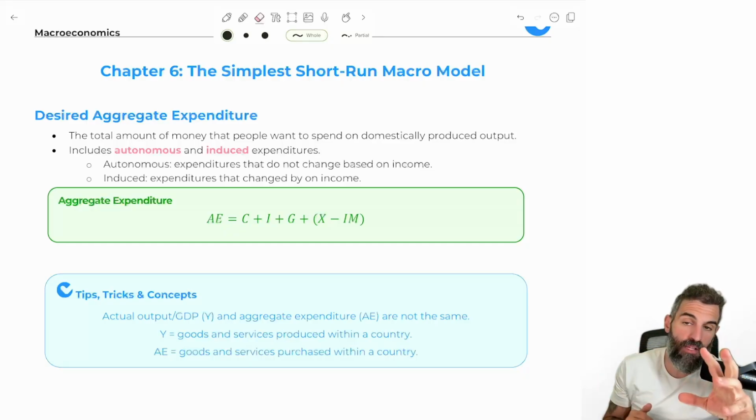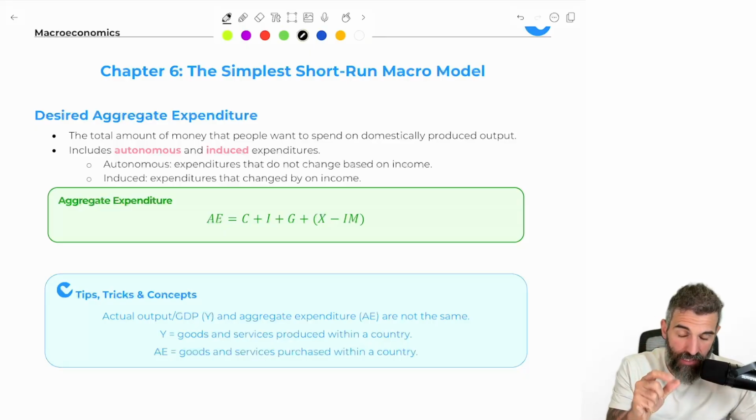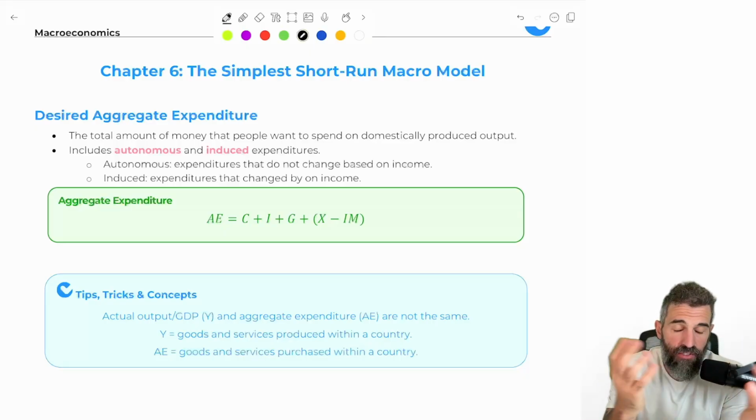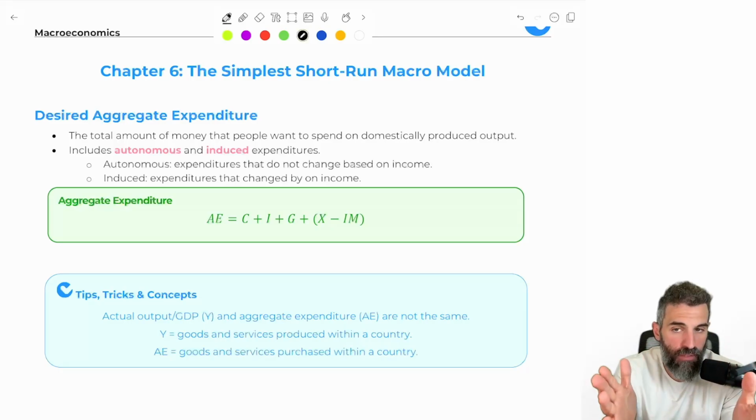Now, if this formula looks familiar, it's because it's the same formula as GDP. Really, the difference was that in the GDP we had those little A's, and the A stood for actual. But the main thing you have to understand here is that although they have the same formula, they are not the same thing.